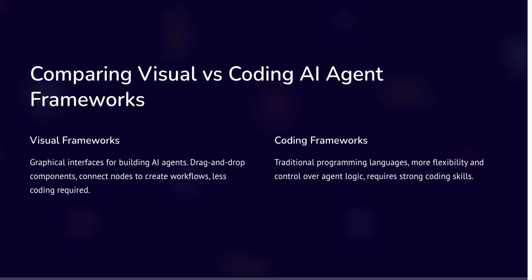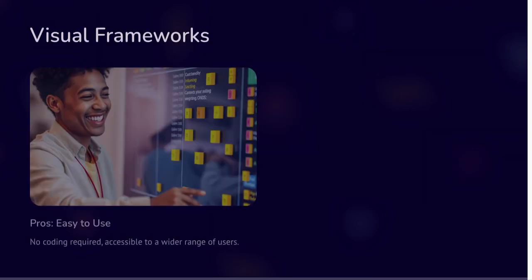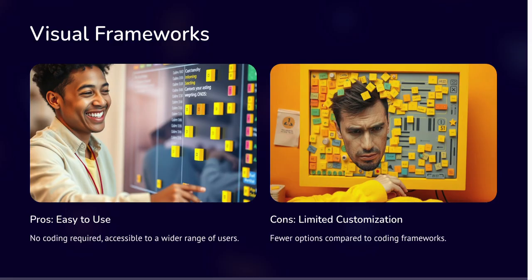For the most part, the frameworks can be broken down into two areas, visual and coding AI agent frameworks. The visual frameworks are graphical interfaces for building AI agents: drag and drop components, connect nodes, create workflows, with less coding, although some of them do have significant coding behind the UI. Then coding frameworks use traditional programming languages. They have more flexibility as it's all code, and it requires strong coding skills. Most of it is Python, but you can find different frameworks with different languages.